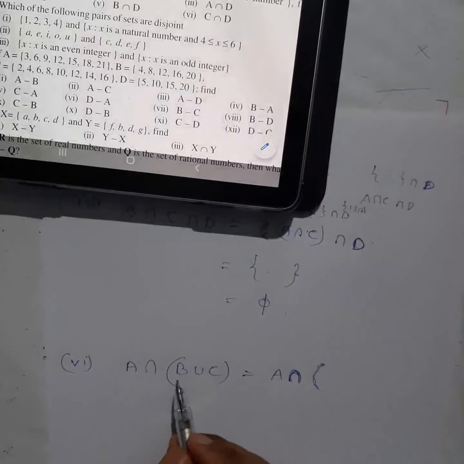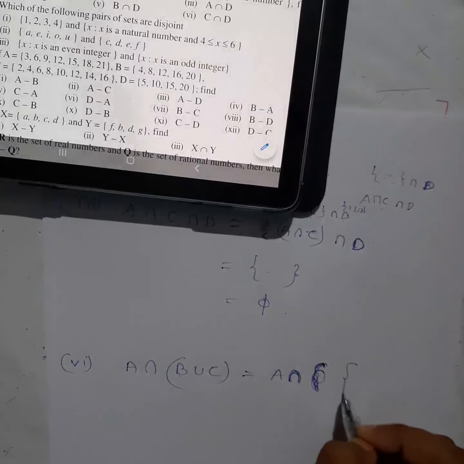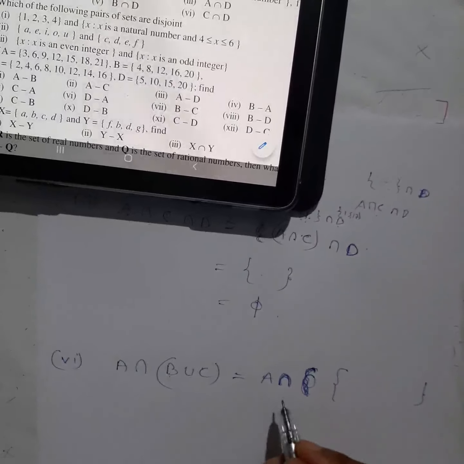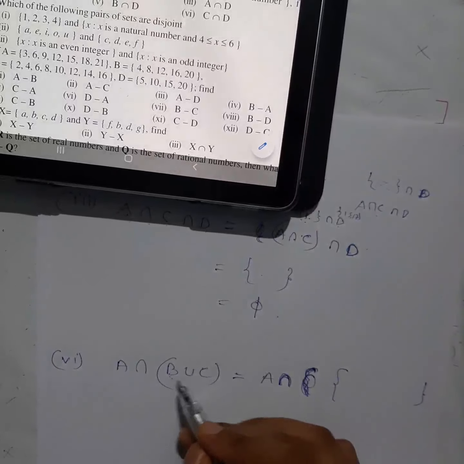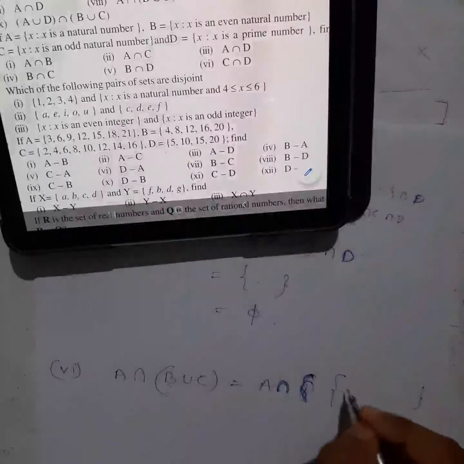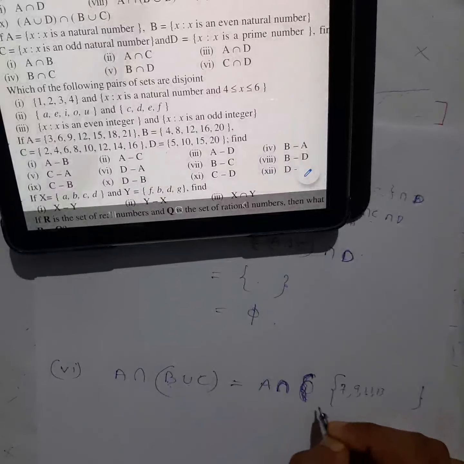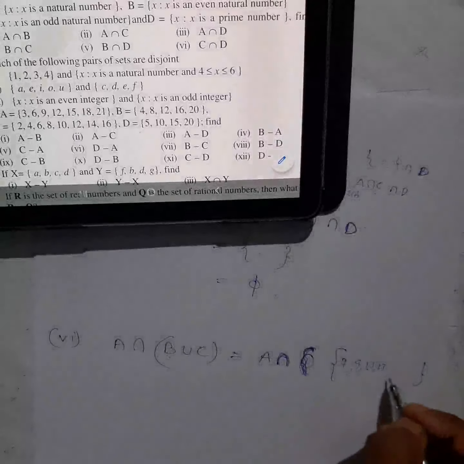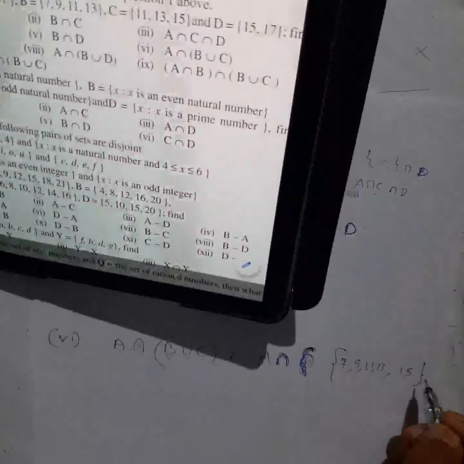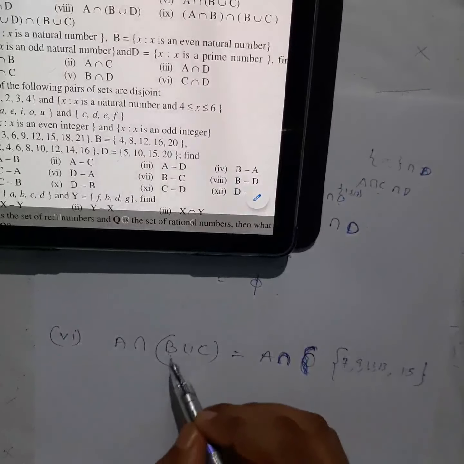So see here, first thing we will find out B union C. Now what will it be? A set, right? So let me write down the set symbol first. B union C means all elements of B and C. B is this, C is this. So 7, 9, 11, 13. These are elements of B. Now elements of C: 11, 13, 15. 11, 13 I will not repeat. Sorry, not 12, 15. 15 is there. Okay, so these are the elements of B union C.